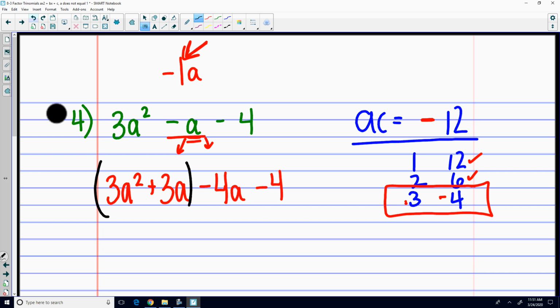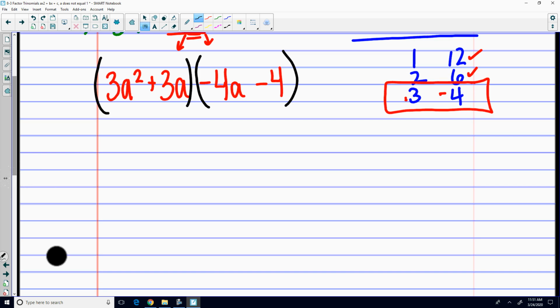Group, keeping that negative with the 4, and start to pull out the greatest common monomial factor. 3a squared and 3a can both have a 3a pulled out. Divide both by 3a. Well, these cancel and everything but 1a cancels, so I just have an a. And then 3a divided by itself is plus 1. All right, I need my next parentheses to be a plus 1.